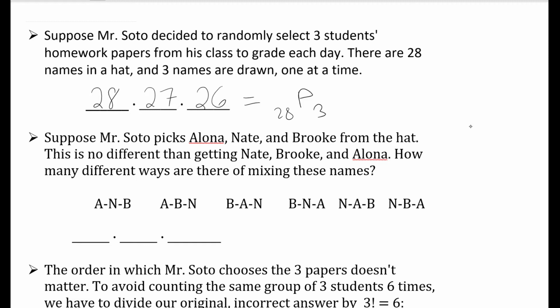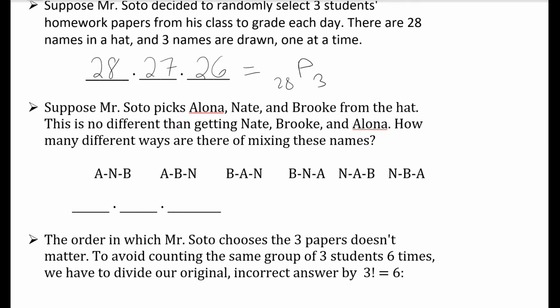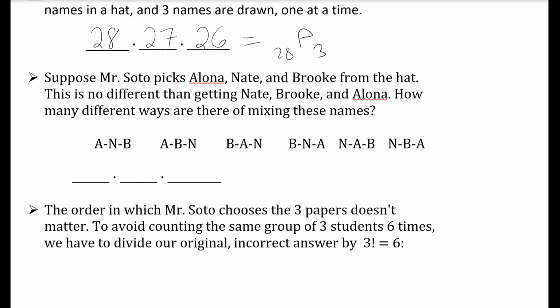So how many different ways are there of mixing these names? If we want to figure out the number of ways of mixing these 3 particular names, let's go ahead and list them out. You can do Alana, Nate, and Brooke, or Alana, Brooke, Nate, and Nate, Brooke, Alana, Nate, Alana, Brooke, Brooke, Alana, Nate, and so on. You have a total of 6 ways. So there are 6 ways of mixing these particular names and no other names.